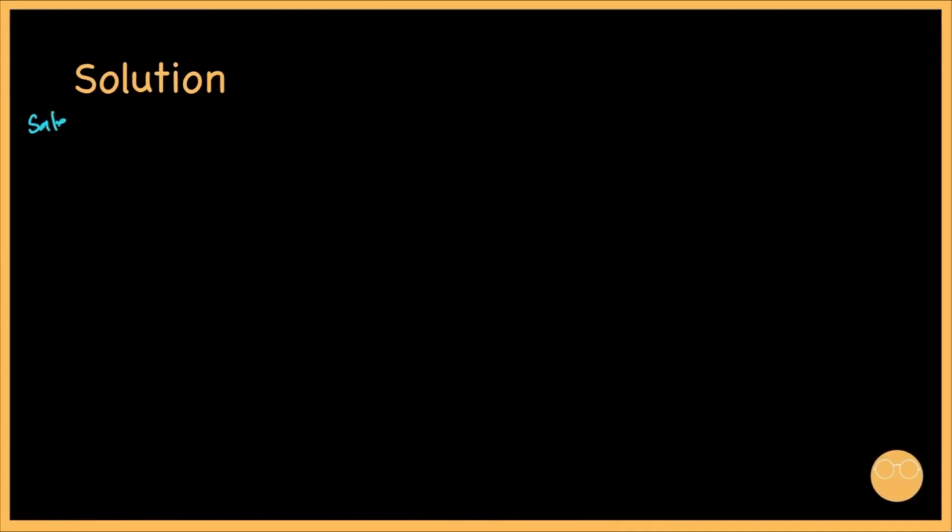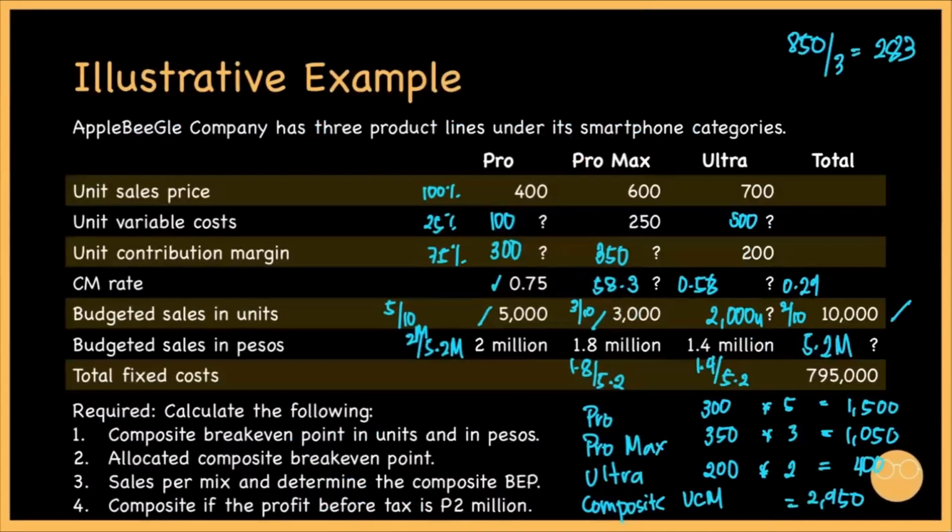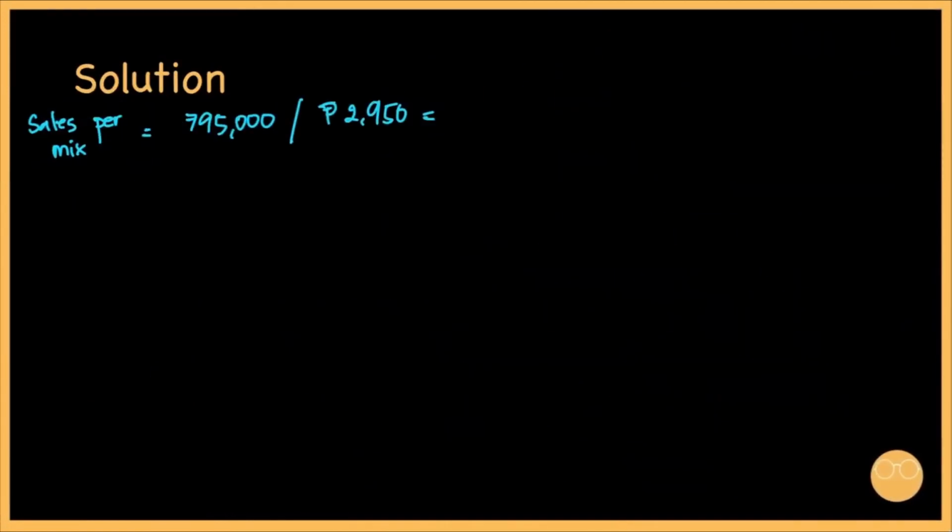So our composite unit contribution margin is 2,950. So our sales per mix is equal to the fixed cost, which is 795,000, divided by the composite unit contribution margin amounting to 2,950. That will be equal to 269.4 units, or let's round it up to 270 units.